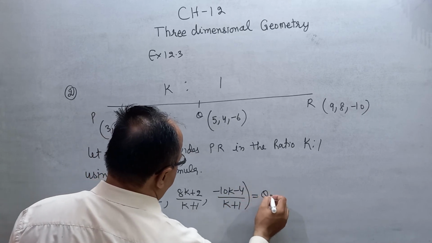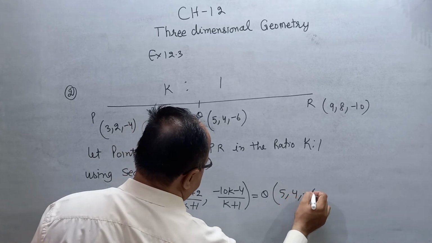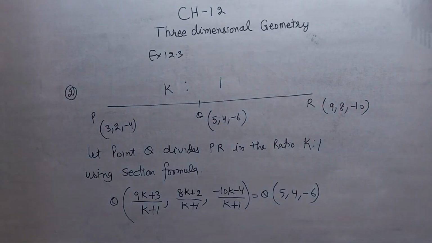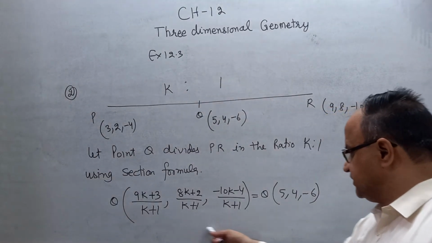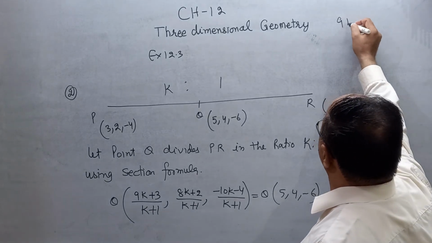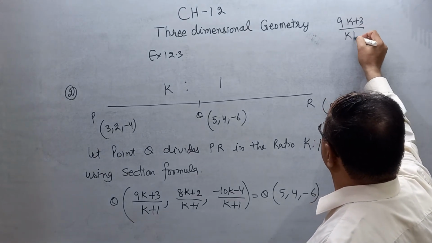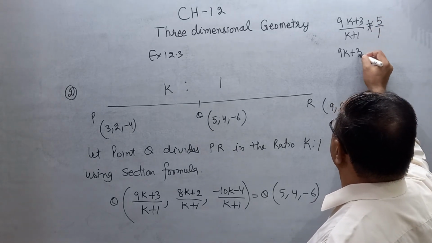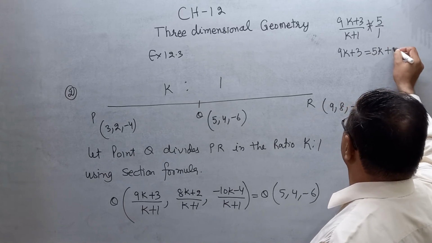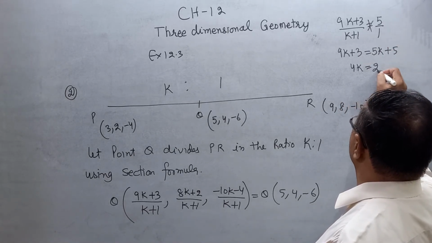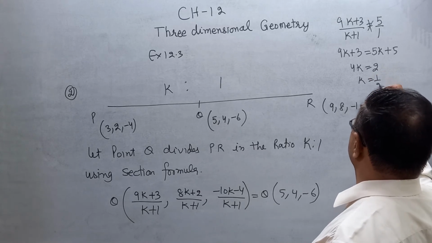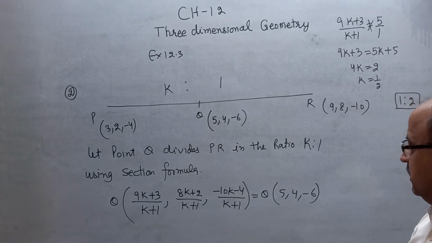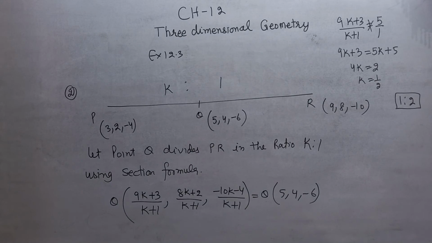But the coordinates of Q are given, that is (5, 4, minus 6). On comparing, this is equal to this. On comparing, 9K plus 3 divided by K plus 1 is equal to 5. Cross multiply: 9K plus 3 is equal to 5K plus 5. Therefore, 4K is equal to 2. K is equal to 2 by 4, which means 1 by 2. The answer is 1:2. Correct? The answer is 1:2.